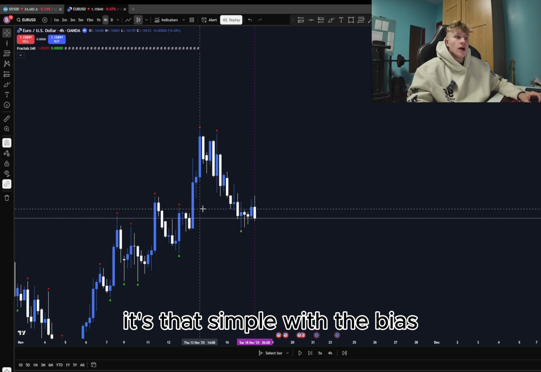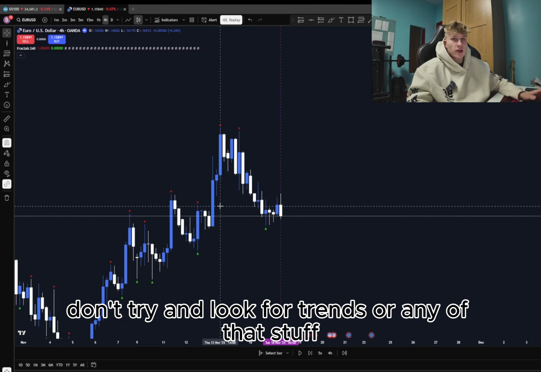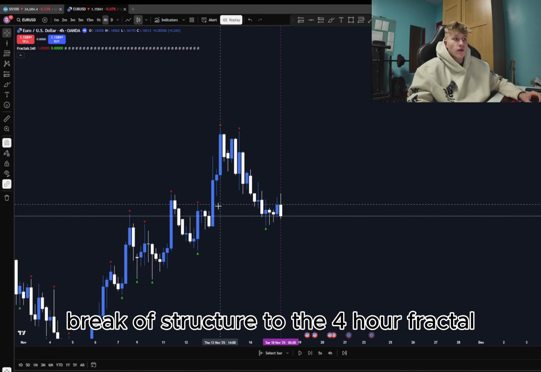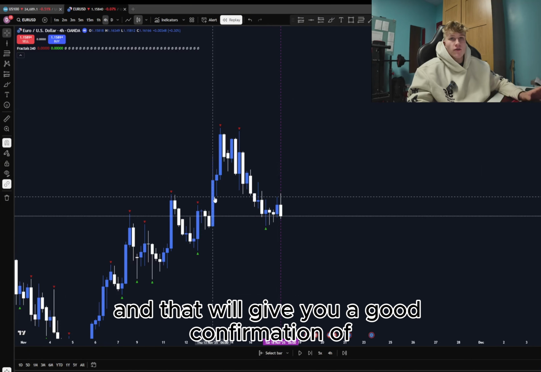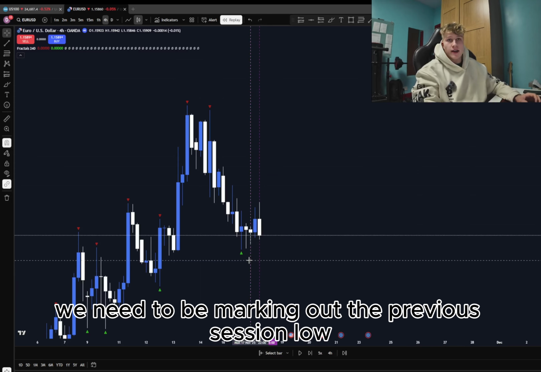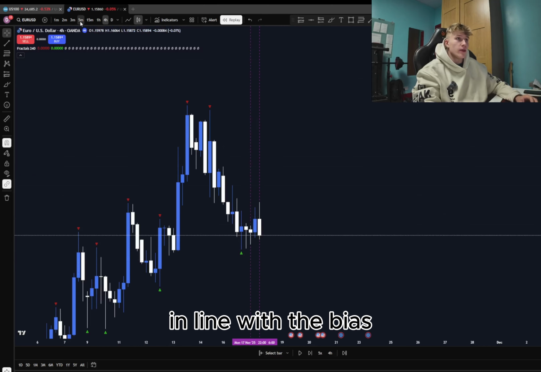It's that simple. With the bias, don't overcomplicate it. Don't try and look for trends or any of that stuff. Just look for the most recent break of structure to the 4-hour fractal, and that will give you a good confirmation of where price is going to go. So now that we know we're bullish for the day, we need to be marking out the previous session low in line with the bias.